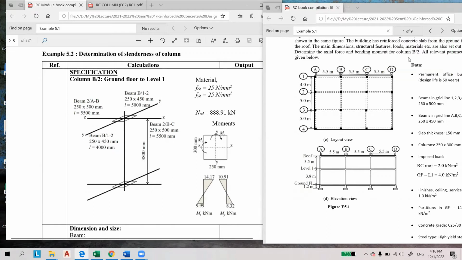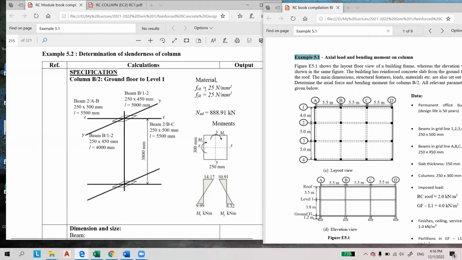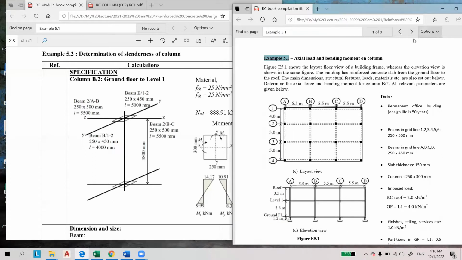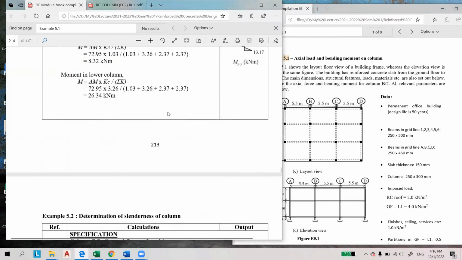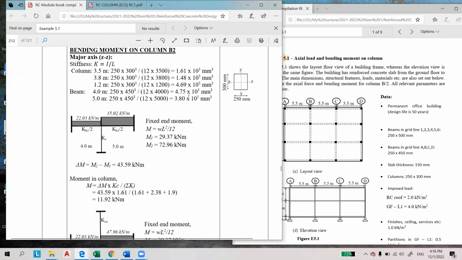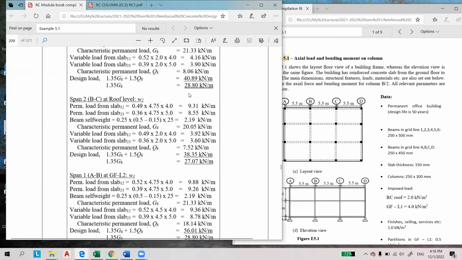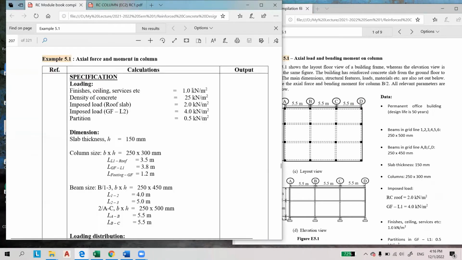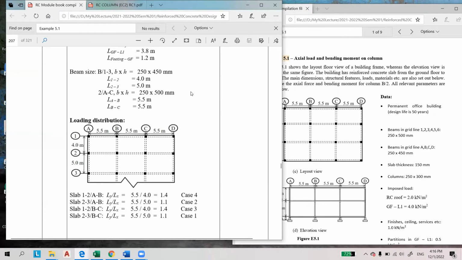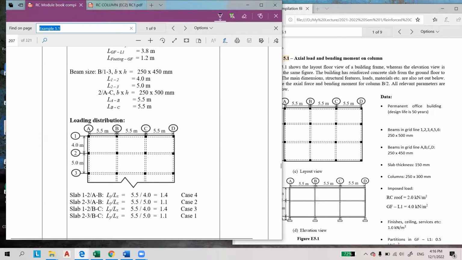This column is based on the key plan of Example 5.1. And then we have to design the column located here at B2. Column located at B2. Here, to be more exact, I can sketch. So you have to design the column located here at B2.